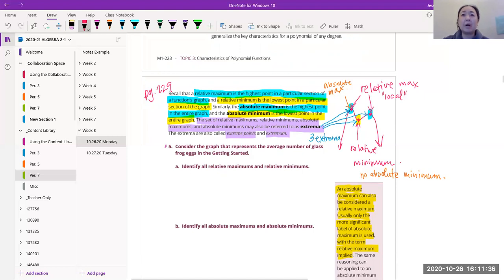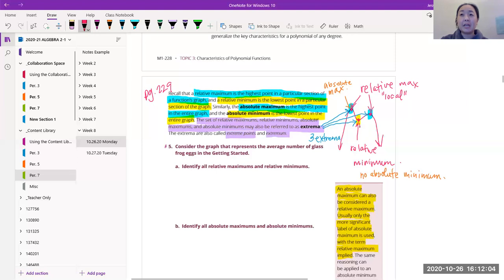Then the other thing to highlight, if you notice they're bolded, the absolute maximum is the highest point in the entire graph. So we're looking not just in the local area, but worldwide. Are you best in the whole world or just best in the region? This one right here on the left is the absolute maximum because that is the highest point this graph is ever going to go. It's never going to get any higher than that. So that's what we call an absolute maximum.